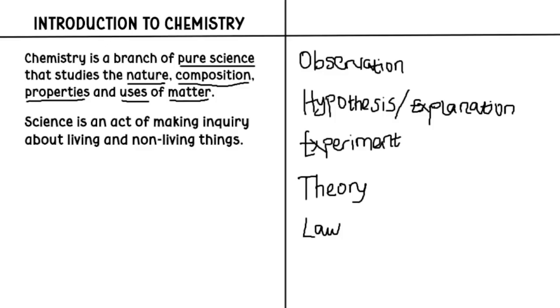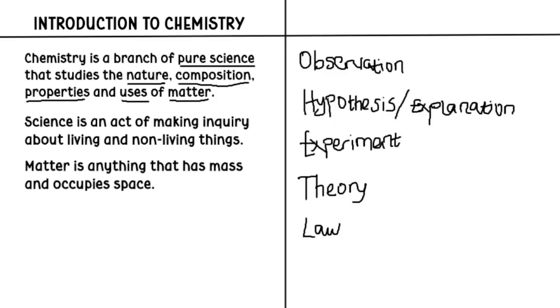The other word I have for pure science is natural science, the science of nature, the science that studies everything around you. So having established chemistry as a branch of pure science, what does it deal with? It studies the nature, composition, properties, and uses of matter. But to understand this, you have to know what matter is. Matter is anything that has mass and occupies space. Going with this definition, you agree with me that matter is everything that surrounds you.